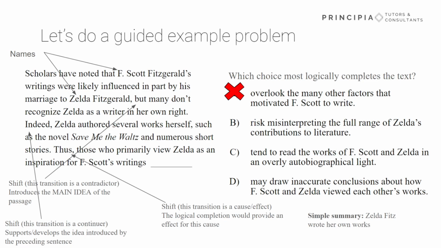Looking at choice C, this is showing F. Scott and Zelda. Problem with that is we are splitting the focus between both of them, where the main idea of the passage focuses on Zelda. So C is out. Finally, looking at D again, F. Scott and Zelda being the focal point here, not in keeping with the main idea of the passage, maintaining focus on Zelda. Gets rid of D, leaving us with B as our correct answer.